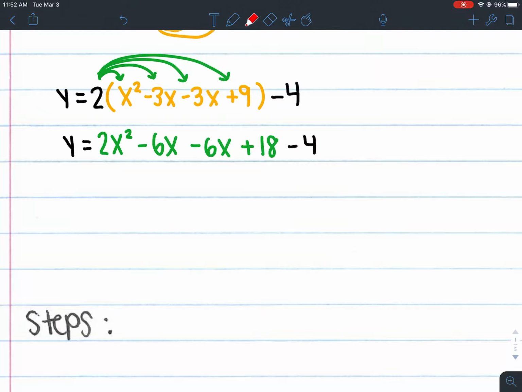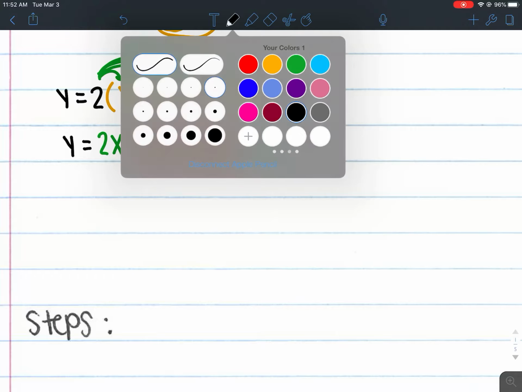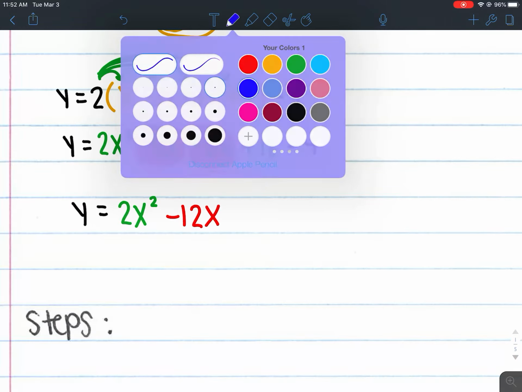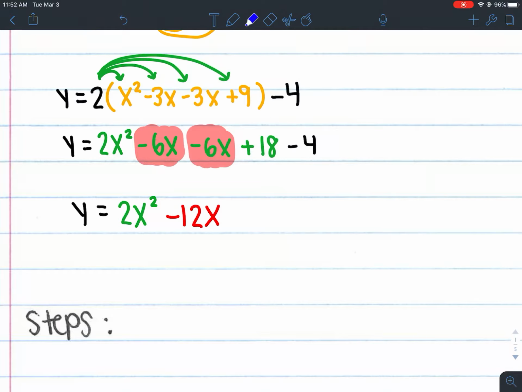So one thing I see is that the like terms are the negative 6x and negative 6x. So I have y equals 2x squared, right? Because that doesn't combine with anything. But the negative 6 plus negative 6 makes negative 12x. And then I notice that I have like terms over here, 18 and negative 4. That's really hard to see, so let's do a lighter color. Let's do like baby blue. 18 and negative 4. What do those two make? Well, 18 minus 4 is positive 14.